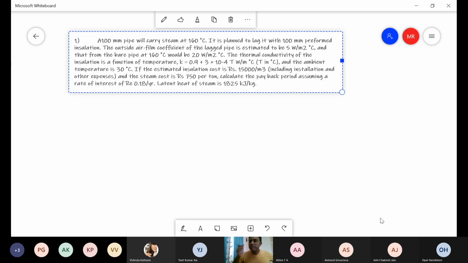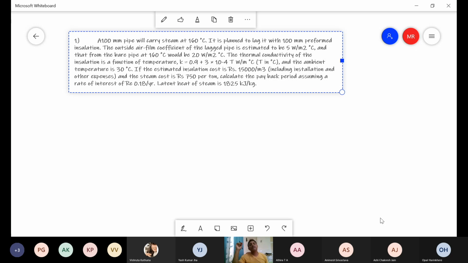Now what is being asked in this problem is that there are two cases. One case is when the pipe is insulated, and we have to calculate the rate of heat loss from the insulated pipe. The other case is a bare pipe with no insulation applied, and in that case also we have to find the heat loss. By taking the difference between these two, we get the saving because of the addition of the insulation.